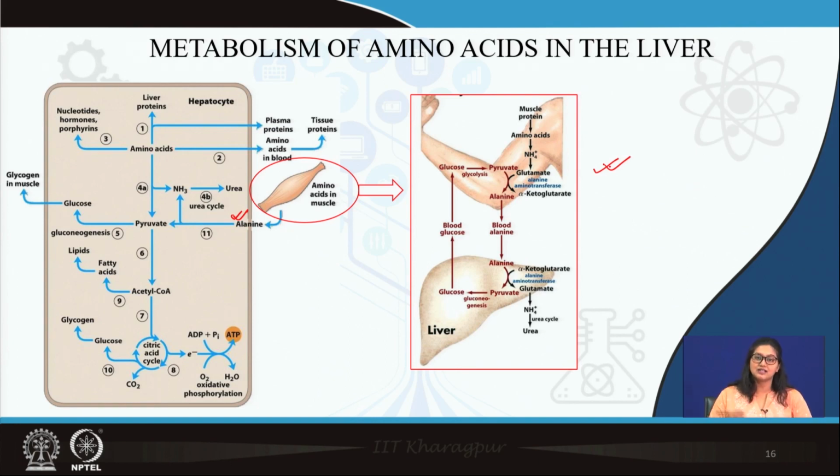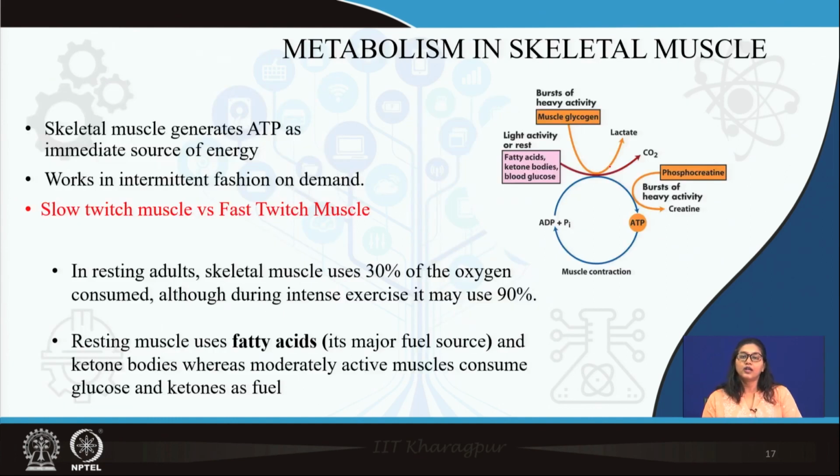The main purpose is not only to provide the carbon skeleton during gluconeogenesis, but also ammonia, which is formed during the deamination or transamination of amino acids or proteins in skeletal muscle, cannot be excreted there; it has to come to the liver for its excretion. Then we are moving to metabolism in skeletal muscle. Now, remember, skeletal muscle is the organ which has an intermittent fashion of energy demand, and ATP here is utilized as the immediate source of energy.